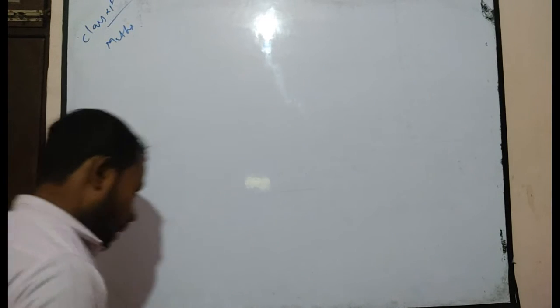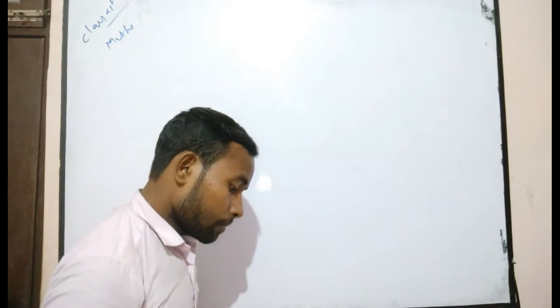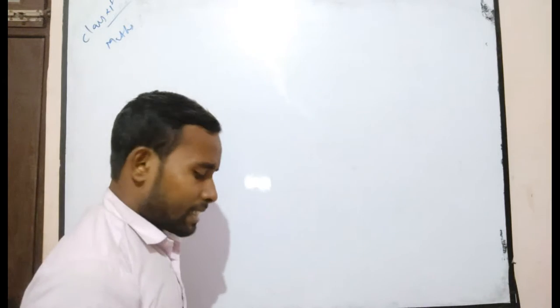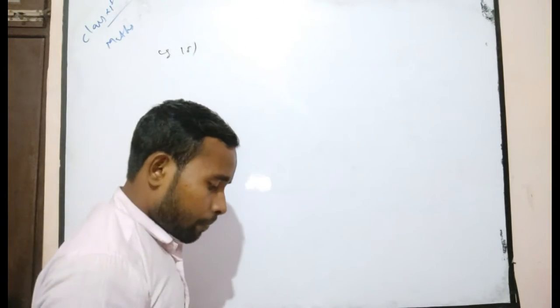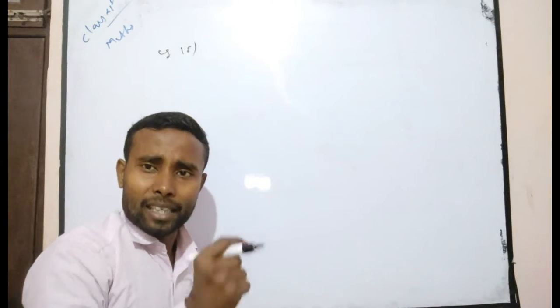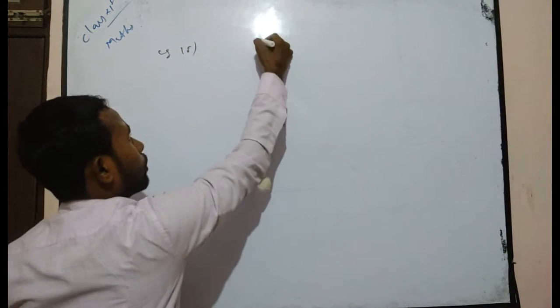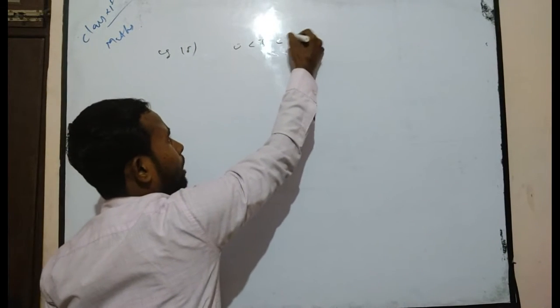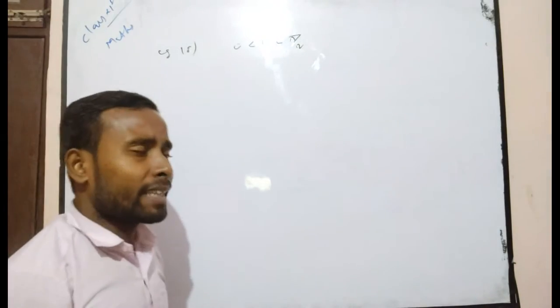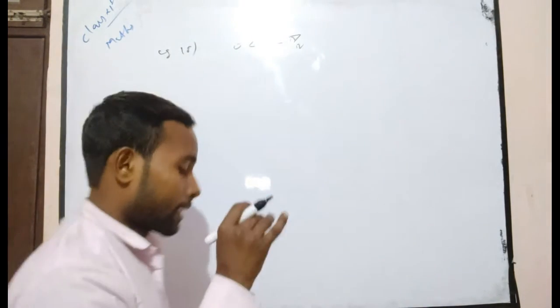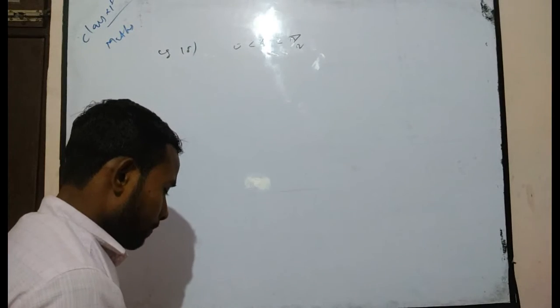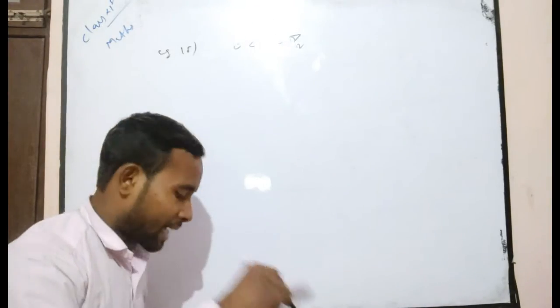Now we take the next example. In the next example, example 18, it says that when x is greater than 0 and less than pi by 2, that means x lies in the first quadrant, then you have to find the value of x.